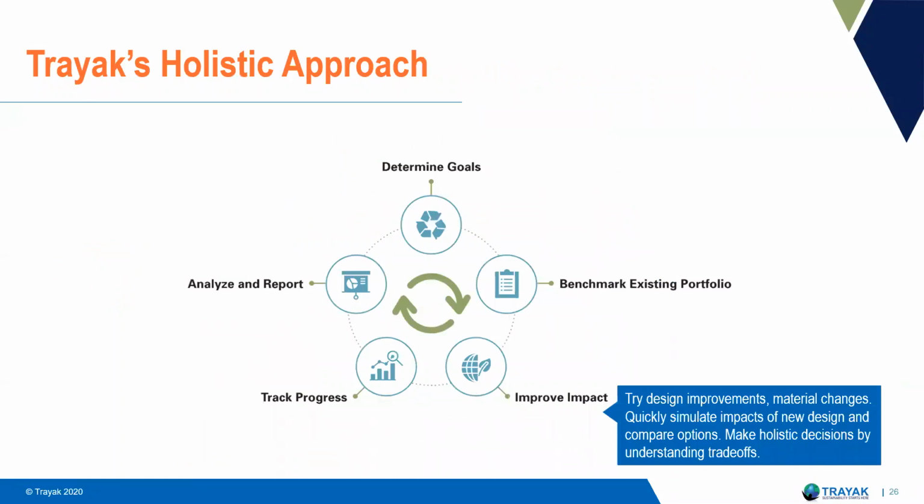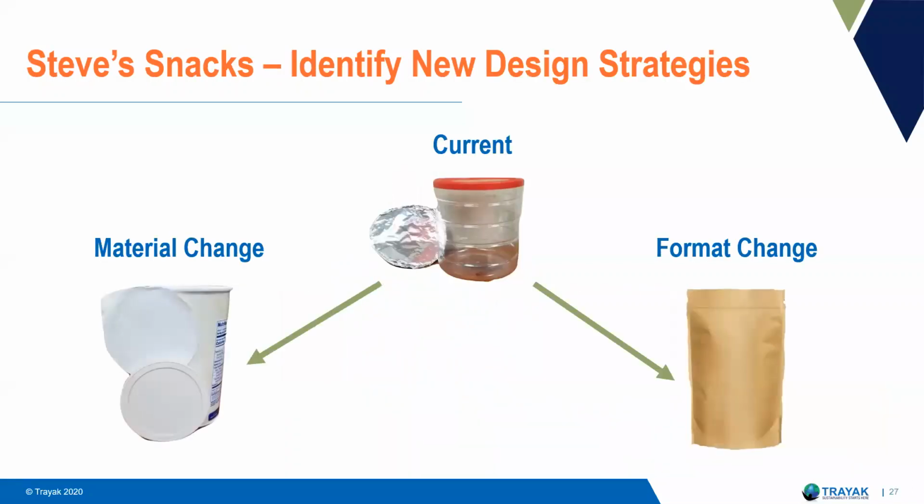So once we have an idea of our initial impact for our existing package, then we want to improve the impact. And this is done through design improvements, lightweighting, material changes, and it allows you to really look at the big picture and make holistic decisions by understanding your overall trade-offs. So I have my current packaging, and now I've identified that I would like to simulate a material change to maybe a paperboard carton, and then also look at a format change into a flexible kraft pouch for my almonds.